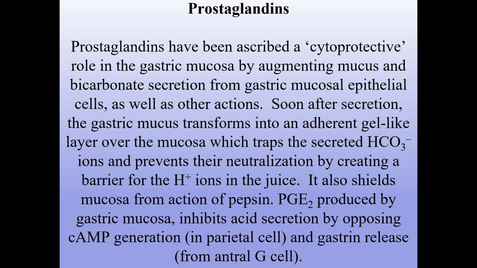Prostaglandin E2, produced by gastric mucosa, inhibits acid secretion by opposing cAMP generation in parietal cell and gastrin release from antral G cell.